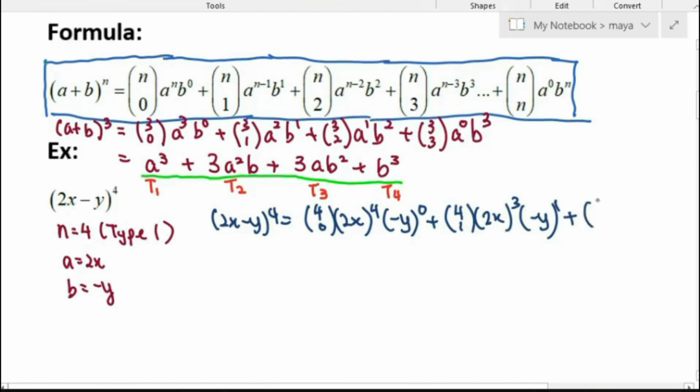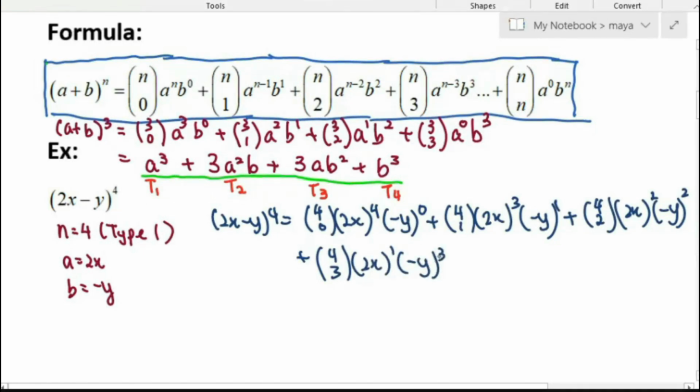Plus, continue for 2. And then 2x power 2, then negative y power 2. Plus, for 3, 2x power 1, and then negative y power 3, and lastly for 4, this is the last already. Power 0, and then negative y power 4.